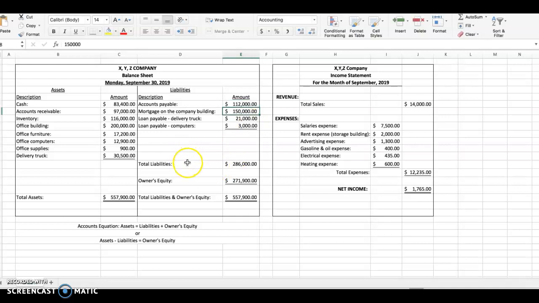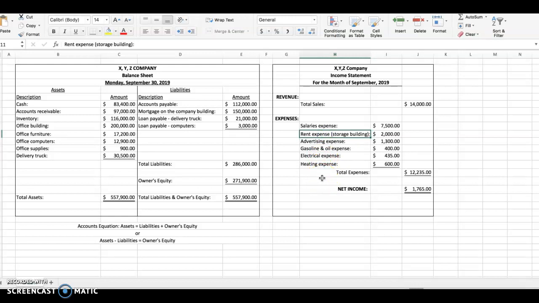Okay, now let's take a look at the other statement. Here, the income statement. As you learned yesterday, the income statement shows two basic things, and then a subtraction of those two. We see revenue and we see expenses. So this company sold $14,000 worth of their inventory during the month of September. And we have a list of expenses. We have salary expense, rent expense, and so on.